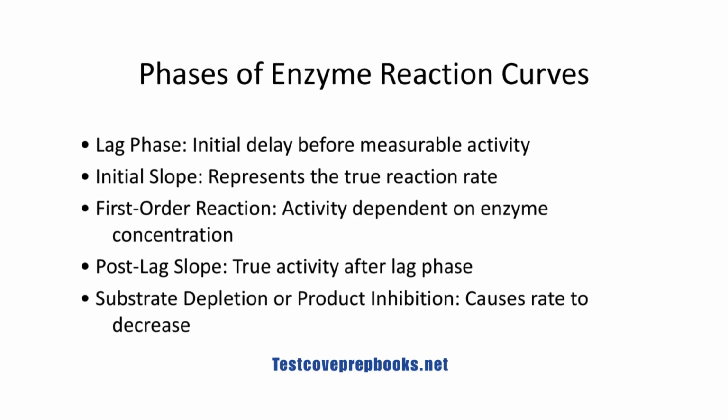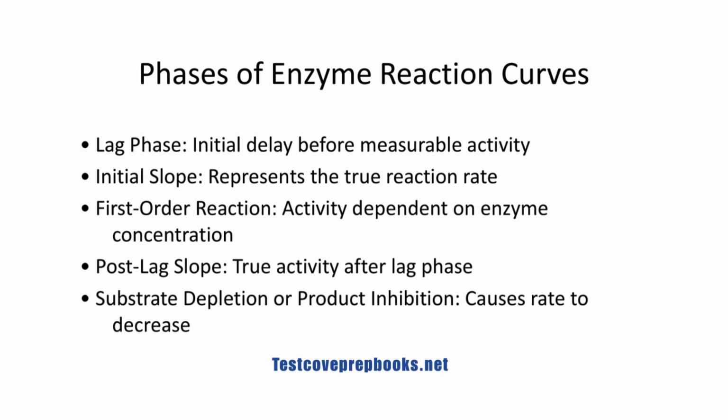When we look at enzyme activity over time, the curve has several important phases. At the very beginning, there is what we call the lag phase. This is a short delay before measurable product formation is detected. Following the lag phase, the reaction moves into its initial slope. This slope represents the true rate of the enzyme reaction under ideal conditions, before any limiting factors set in.